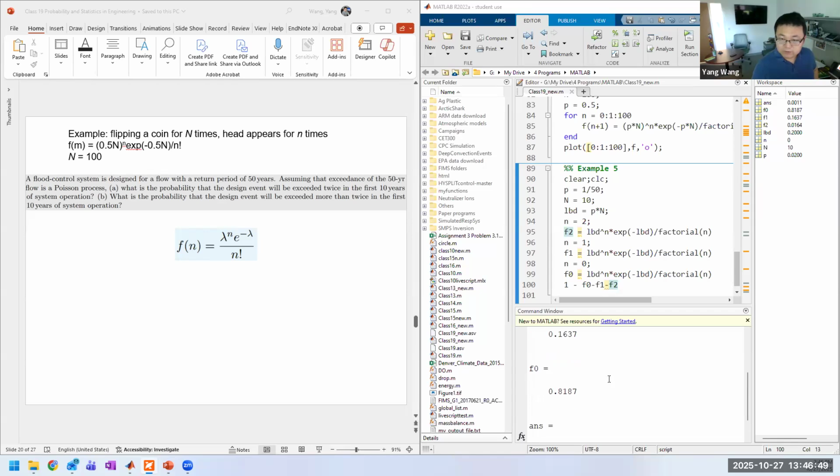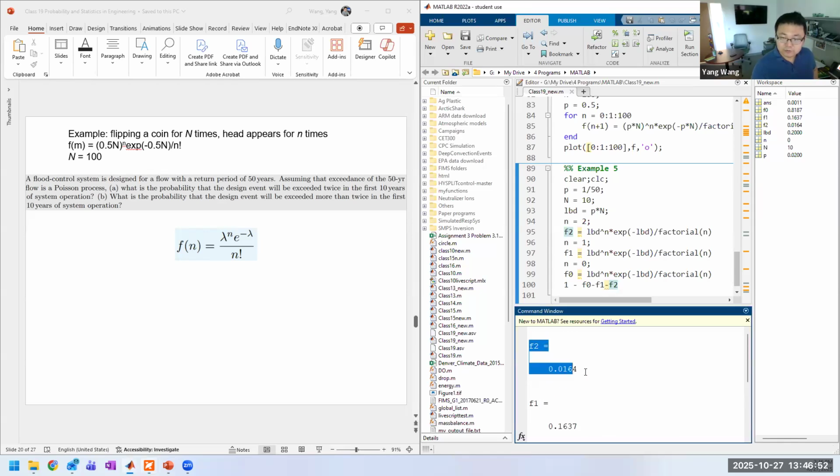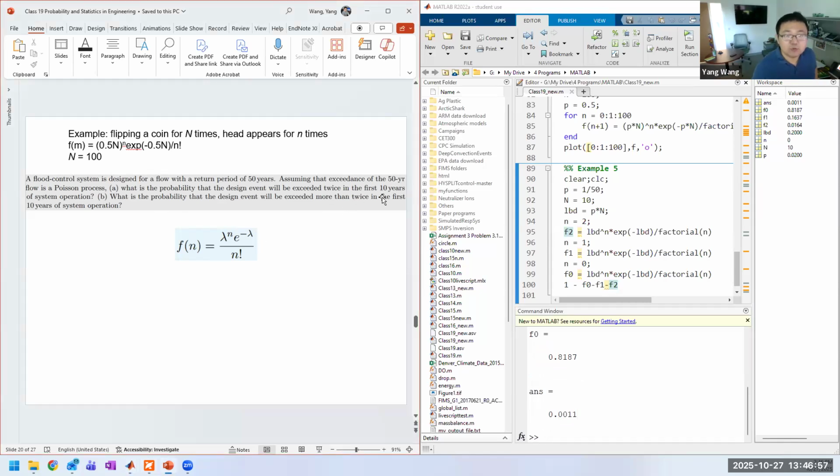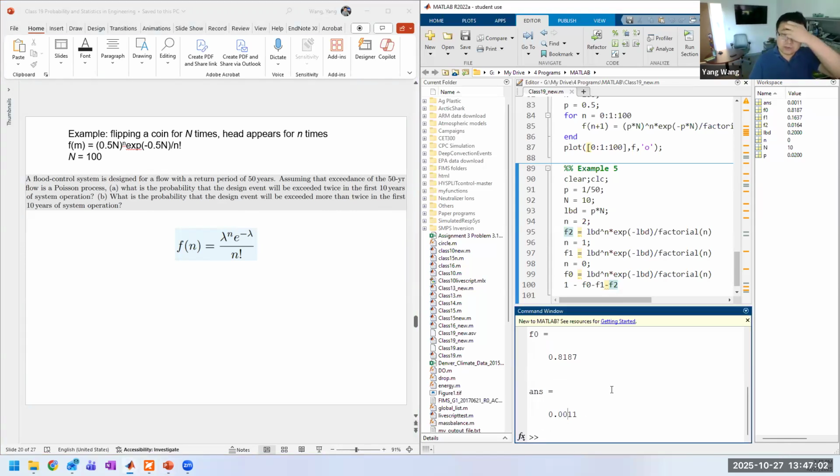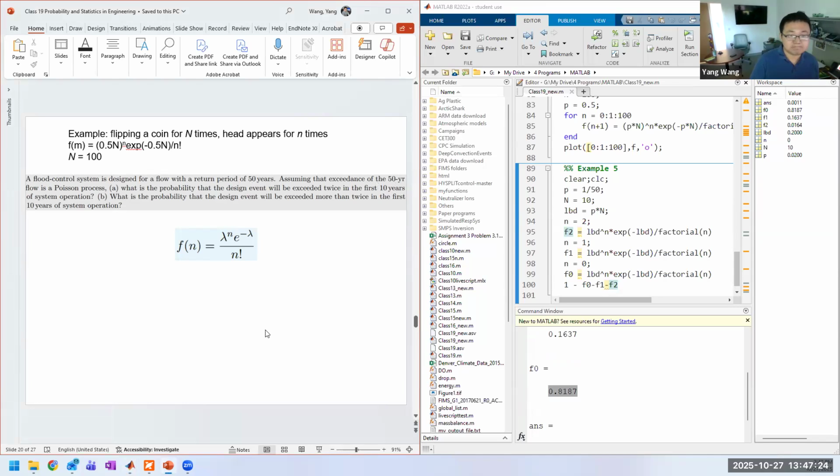Okay, so just trying to confirm the numbers. F2 is going to be 1.6%, and the probability that the system will exceed or fail more than twice is going to be 0.1%, which is really, really low. That also makes sense because the return period is 50 years, so it's a 2% failing rate. So the chance of failing within the first 10 years is going to be very, very low. Zero failure is going to be 0.82, so it's 82% of the system not having any failure.